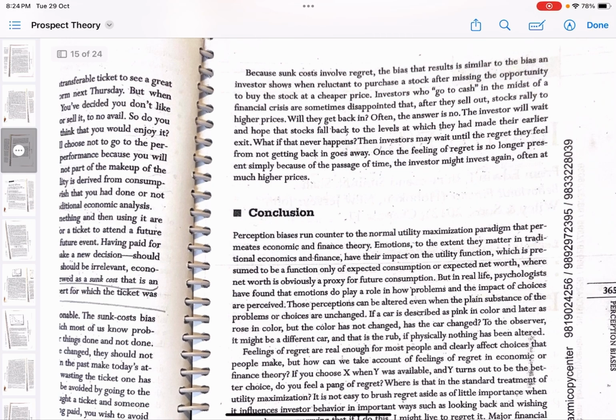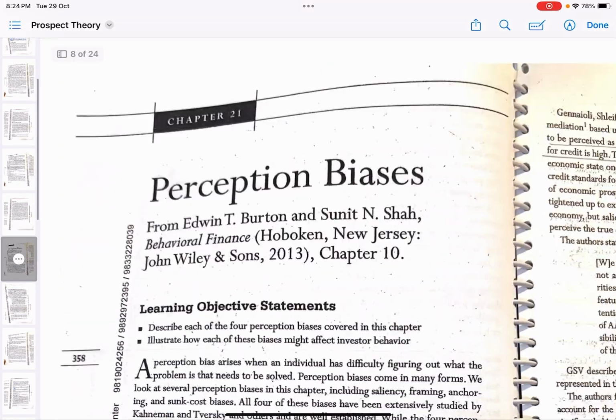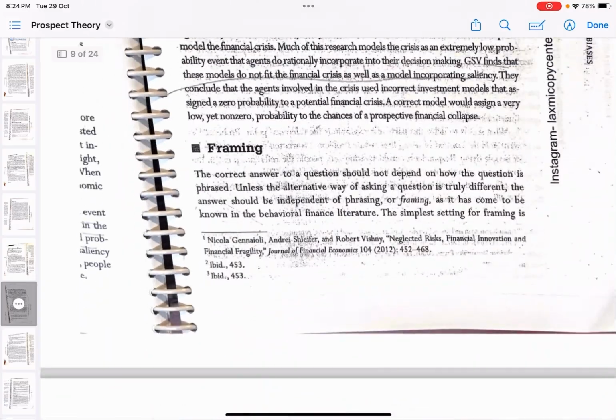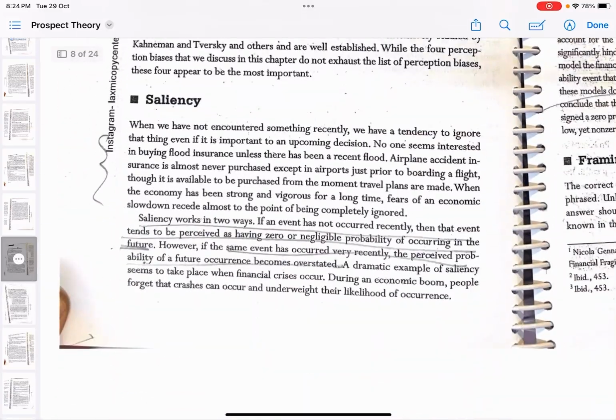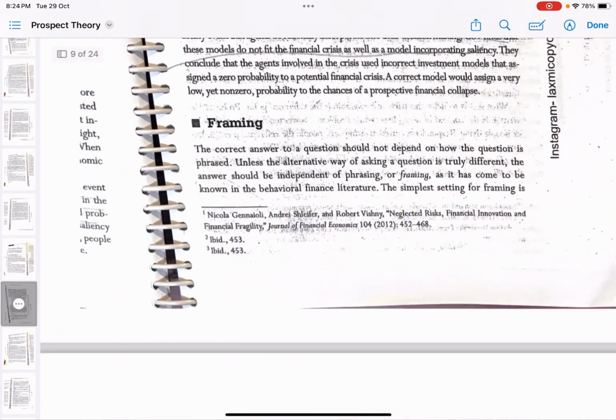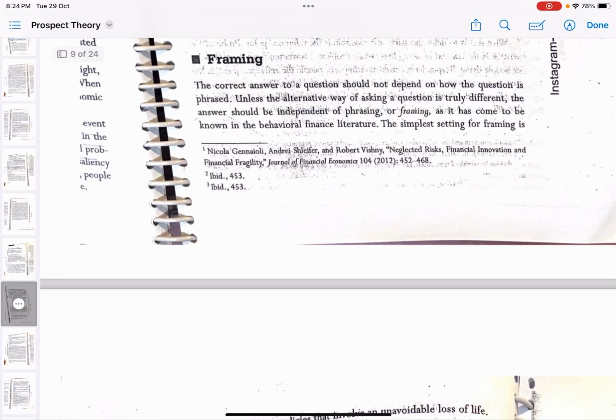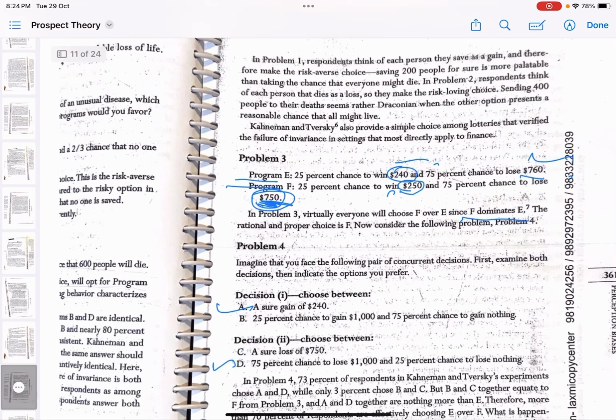Because sunk costs involve regret, the bias that results is similar to the bias investors show when they are reluctant to purchase a stock after missing out on an opportunity at a cheaper price, right? So these were the four perception biases. Quickly, if we revise the four, the first one was saliency. What is saliency? Saliency means something which has occurred recently will be more important for you. Then you have framing. If the question is framed in a different manner, your decision shouldn't change.